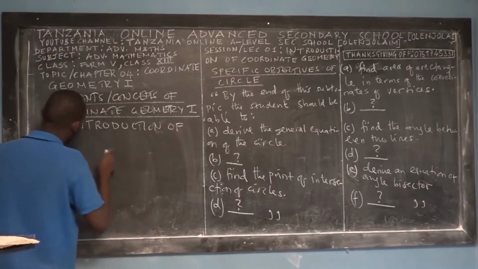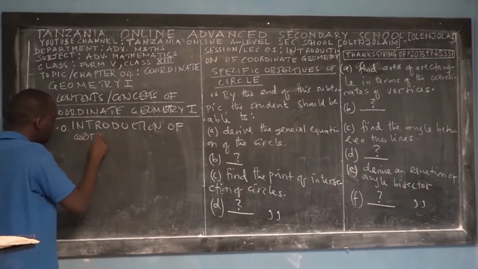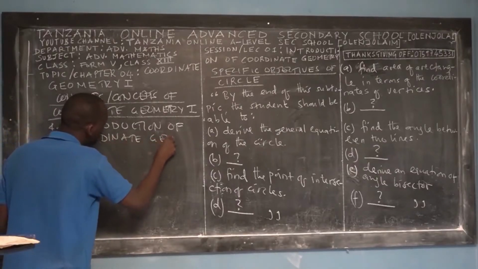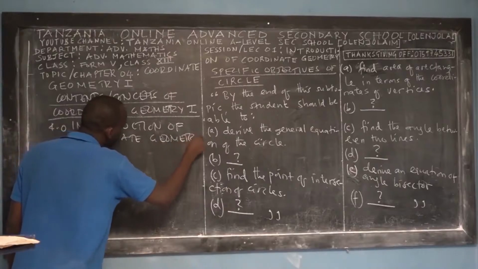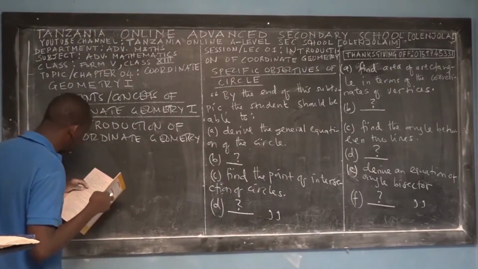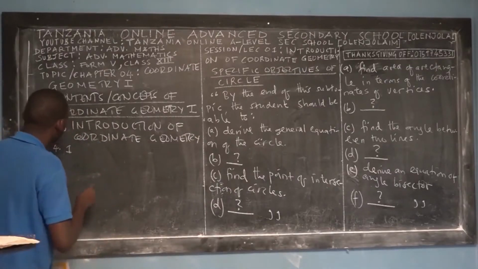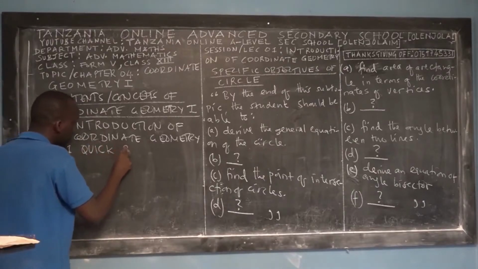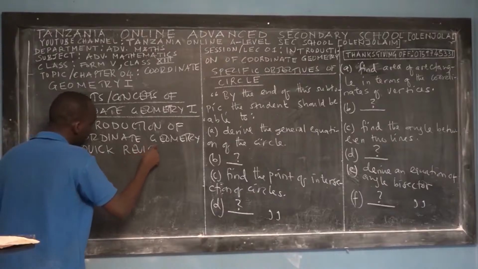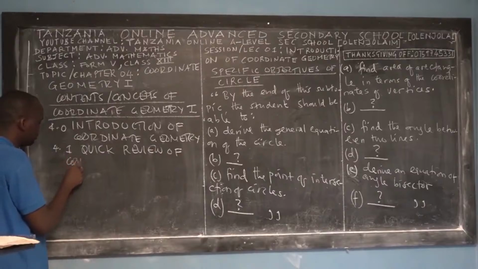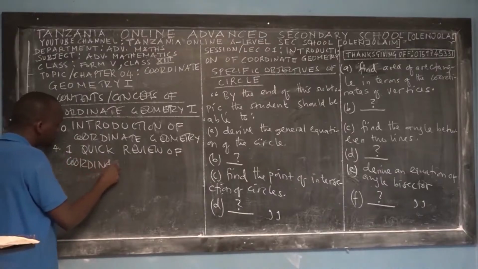of coordinate geometry, right? That's the first concept that I want to teach my student. The second, that is 4.0, is a quick review of coordinate geometry, okay?